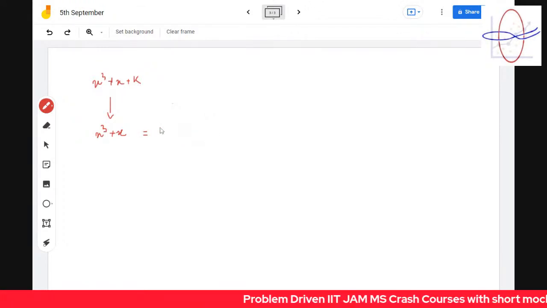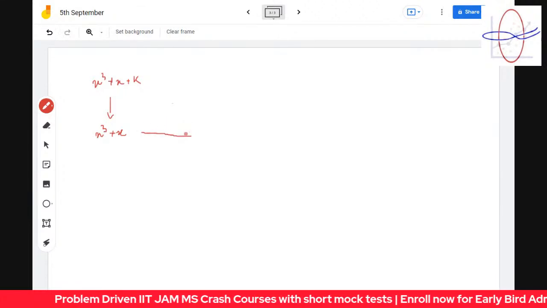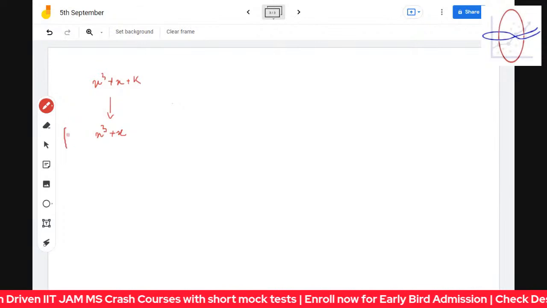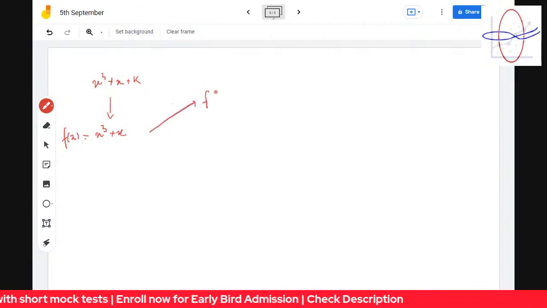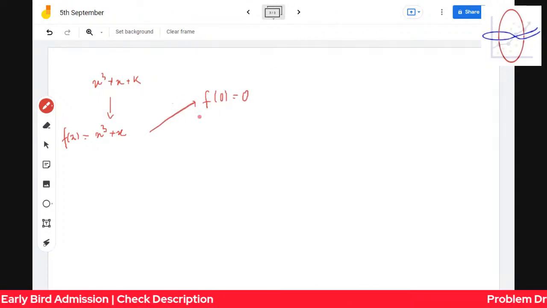But what are the others? In this case, what you will do is take the differentiation of it. So let's consider this f(x). Let's see all the information we have from this function. f of 0 is equal to 0. That means the function passes through (0, 0).